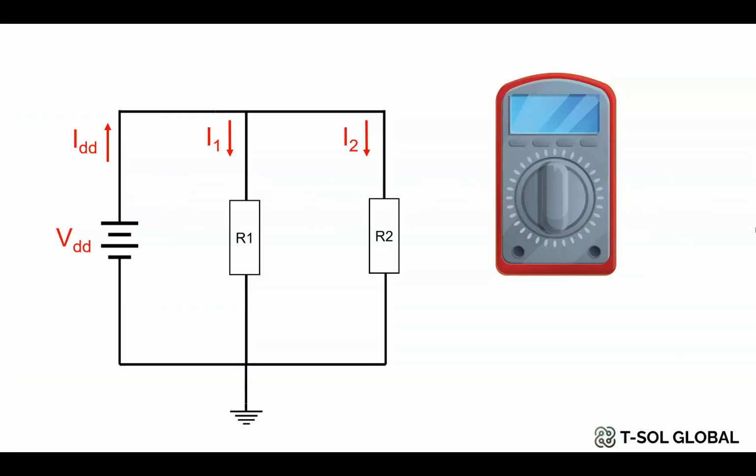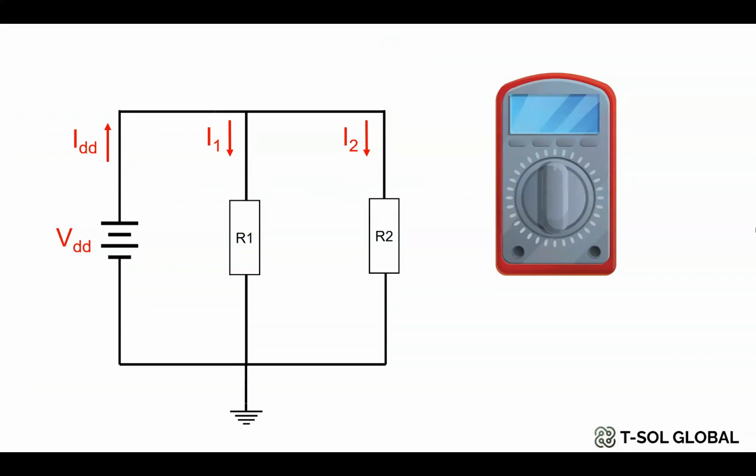At the end of our previous video, we asked you how you can measure IDD current in this circuit, where VDD is a DC supply and there are two resistors R1 and R2 connected in parallel. So how can you measure the current IDD, which is the main current of this circuit?